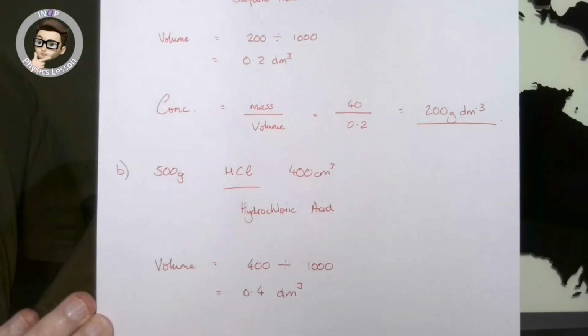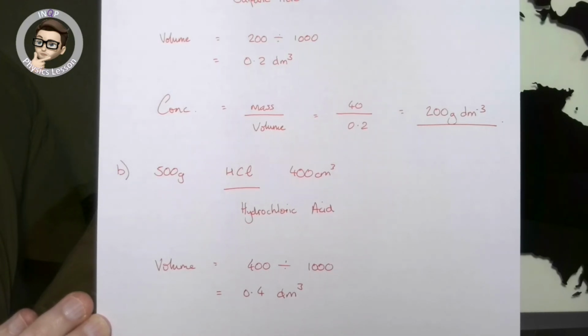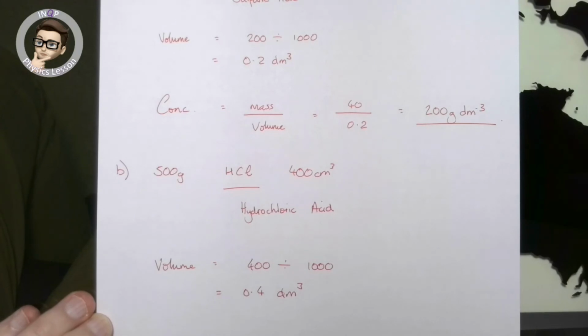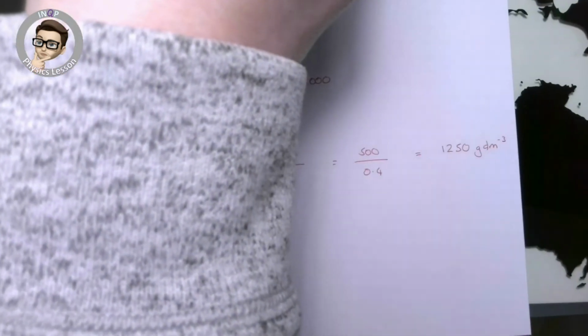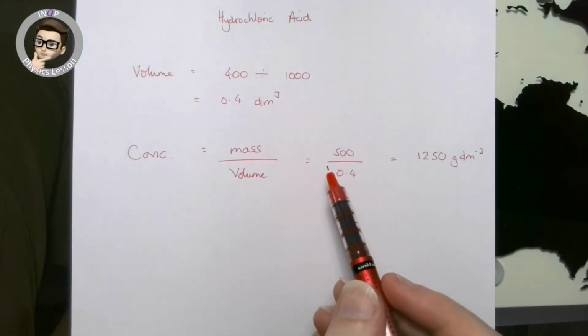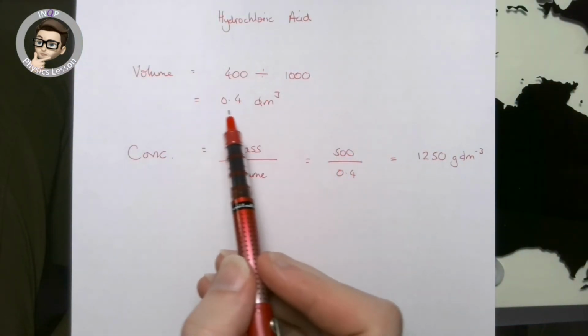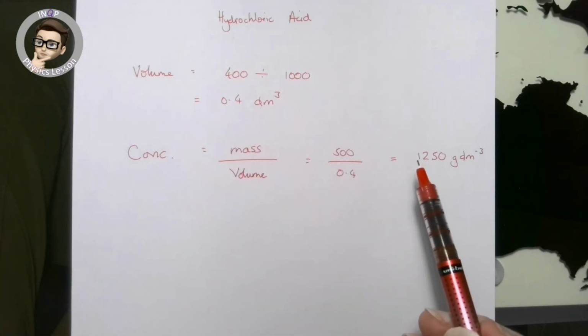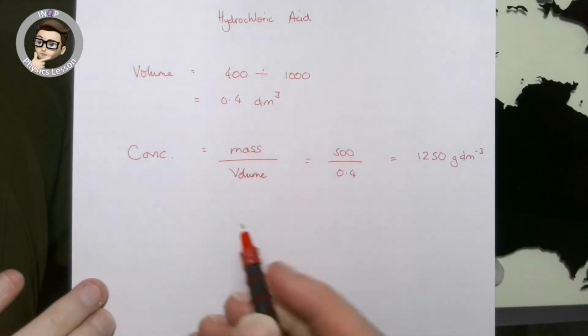So our concentration is going to be equal to mass. Always write your equation. Remember, you're trying to remember this for the exam. Mass divided by volume, which is going to give us 500 divided by 0.4, which is 1250 grams per dm cubed. Sorry, couldn't see that one, but there you go, there's the answer. So concentration is mass divided by volume, 500 divided by 0.4, 0.4 coming from our decimeter cubed volume here, leaving us 1,250 grams per decimeter cubed.